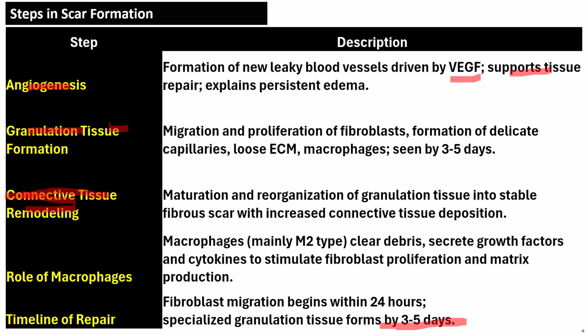They clear off offending agents and dead tissue and provide growth factors for fibroblast and endothelial cell proliferation. They also secrete cytokines that stimulate fibroblast proliferation and matrix production. Alternately activated macrophages or M2 macrophages dominate the repair process and they replace the M1 type of macrophages. So the fibroblast migration to the site of the scar occurs within 24 hours.